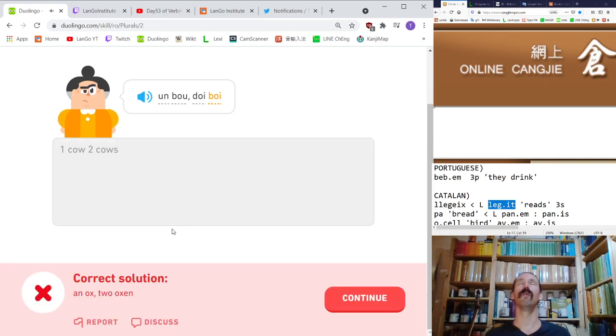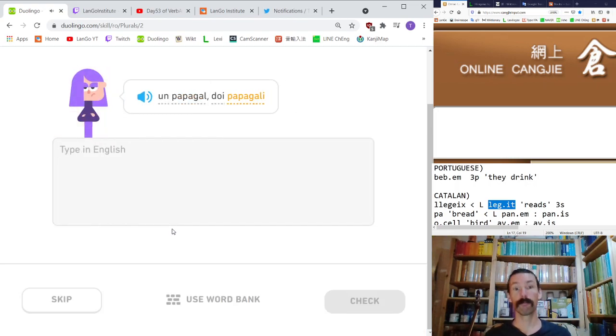Ox, bow, all right. Un papagal, doi papagali. Here, I think the I is coloring the L, not gali, but gali, which happened in the history of the Slavic languages too, which was going on nearby. It's a parrot, I think, the talking bird.